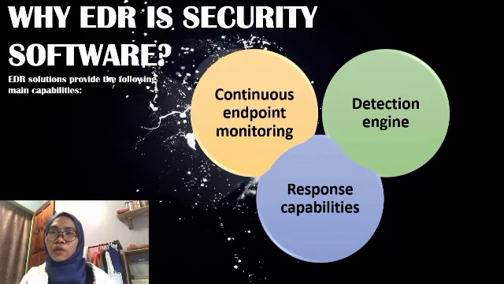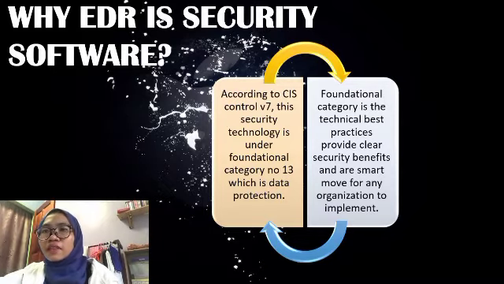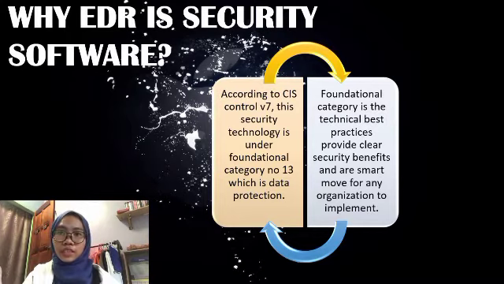as sandboxing or blacklisting. According to CIS Control V7, this security technology is under the foundational category, number 13, which is data protection. The foundational category is the technical best practices that provide clear security benefits and is a smart move for any organization to implement. So that's it.